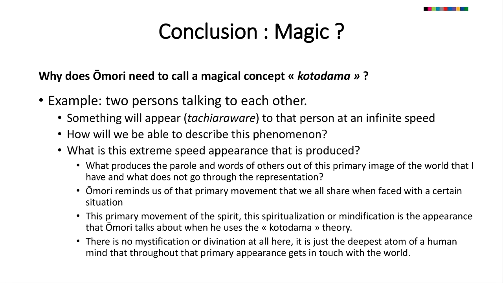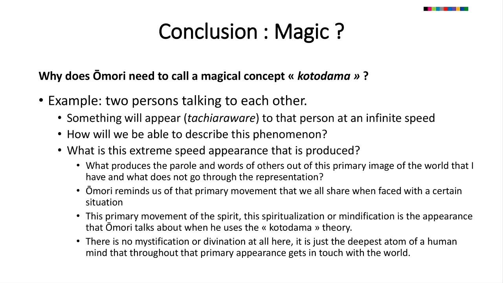So hopefully you did understand what I said. And my conclusion here is why Ōmori called a magical concept Kotodama, because we didn't explain it yet here. And for this, we're going to take again an example of two persons talking to each other. When somebody asks something of another person, basically something will appear, which touches that person at an infinite speed.